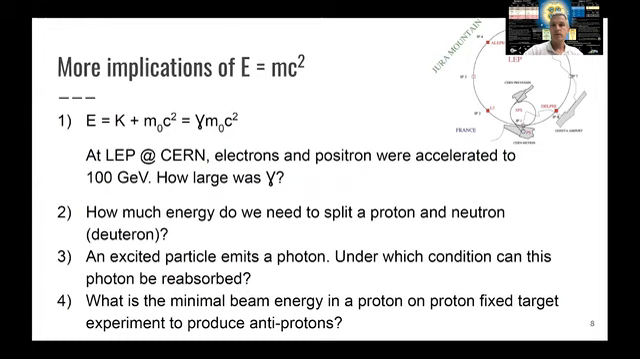And so electrons and positrons were accelerated to 100 GeV each, center of mass energy 200 GeV. What was the gamma factor for those electrons?